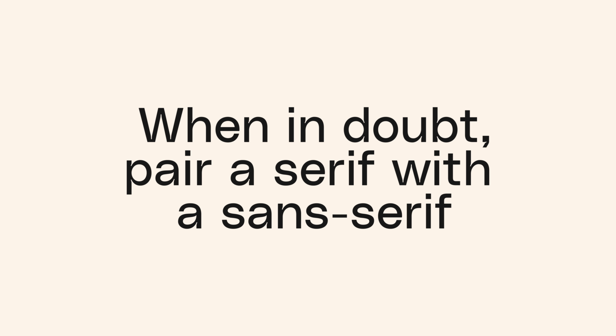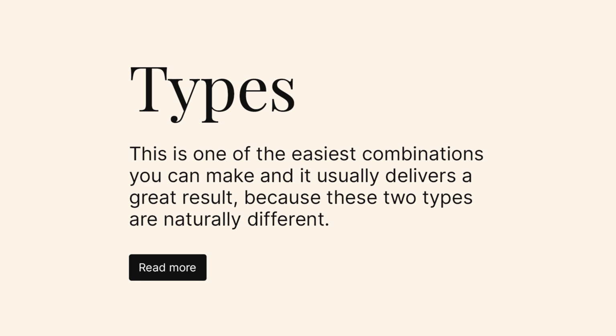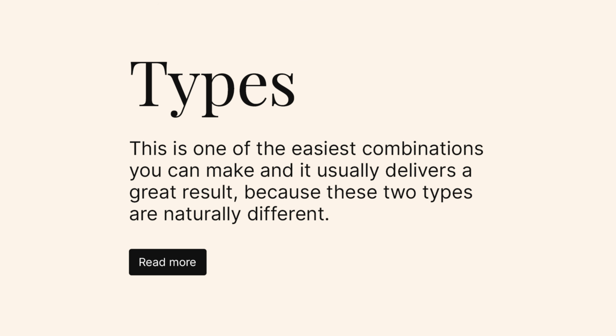And if you don't know where to start, here's a basic rule of thumb. When in doubt, pair a serif with a sans serif. This is one of the easiest combinations you can make, and it usually delivers a great result because these two types are naturally different. That's why you see this combination being used a lot. In this case, you would most likely use the serif for the big text, like headlines, and the sans serif for the body and interface text, because, as we know, sans serifs do really well in small sizes and when used for large bodies of text.